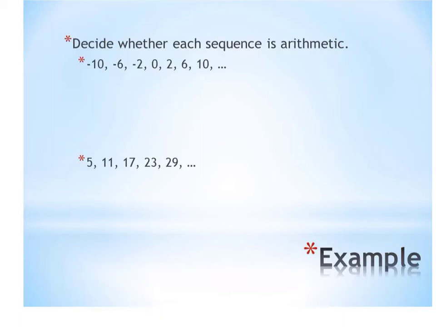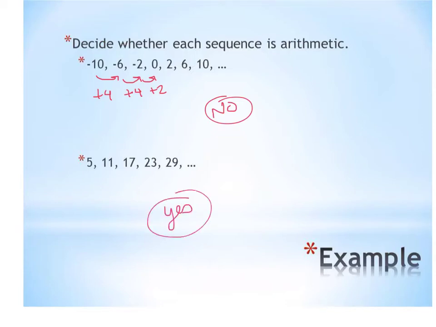So the first thing we want to decide is, are we dealing with an arithmetic sequence? And so you're looking for that difference. Here it looks like we added 4, and we added 4 more, and then we added 2. So no, that's not. Okay, why don't you spend a second and see if you can do the next one. Pause the video. So I get the next one is yes. We're adding 6, adding 6, adding 6, adding 6. So that looks like yes, it is arithmetic.